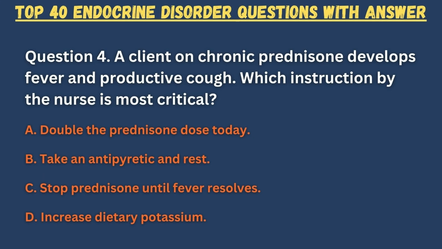Question 4. A client on chronic prednisone develops fever and productive cough. Which instruction by the nurse is most critical? A. Double the prednisone dose today. B. Take an antipyretic and rest. C. Stop prednisone until fever resolves. D. Increase dietary potassium.